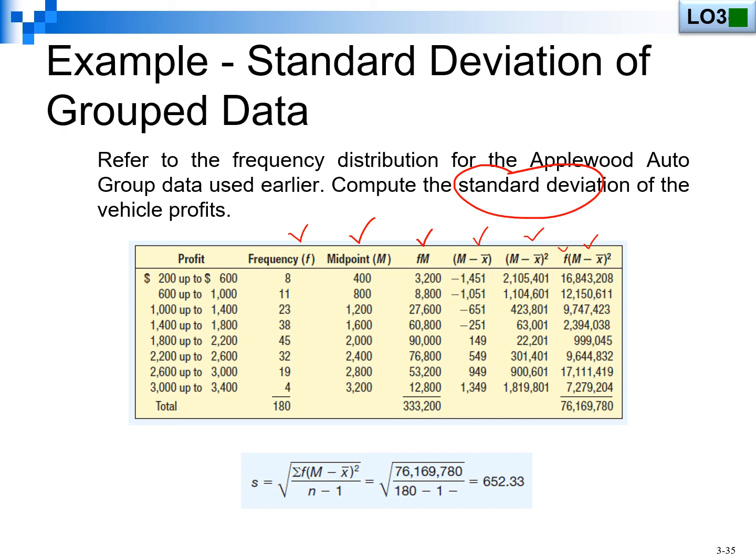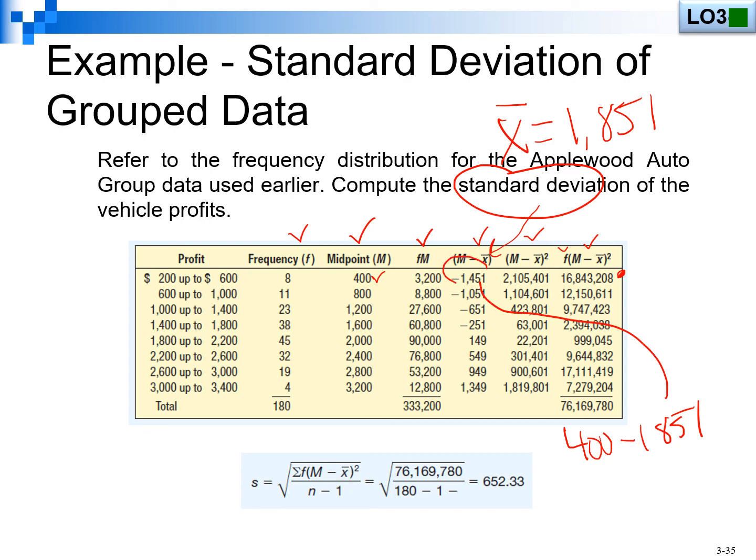So the idea here is x bar, which was the mean of your group data, was like 1,851. That's from the previous slide. So remember, that's the number you're going to use as your x bar right there. Just to show you this number, because in this example the numbers do get quite large, if you took the midpoint, which was, I believe, 400, and you subtracted 1,851, that's where they get this negative 1,451. For example, on the next one, if you took 800 and subtracted 1,851, you're going to get about a negative 1,051.